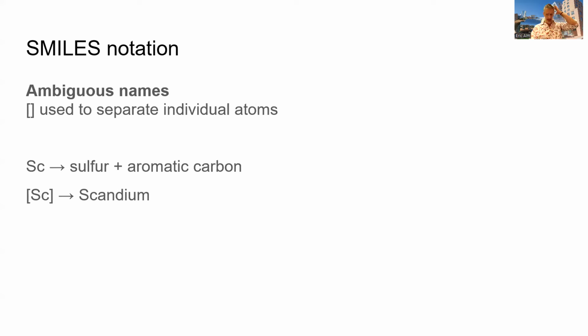And then maybe the last caveat to all this is, if I have something like capital S, lowercase c, in most cases it's a sulfur followed by an aromatic carbon, but it could be an atom of scandium. I don't know what scandium is, but you can specify that by putting square brackets around the Sc, and that will cause it to be interpreted as scandium rather than sulfur and a carbon.